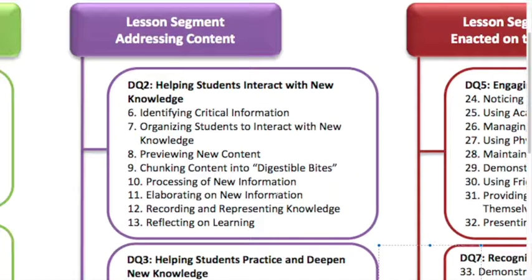So the first part of addressing content for Marzano is about helping students interact with new knowledge. It's DQ2. We call these acquisition lessons. This is when you first introduce a new concept to a student. And the nice thing about Marzano is they give you ideas about what kind of things you want to do. Well, we want to identify critical information, key vocabulary terms, things like that. We want to organize students to interact with the new knowledge. So collaborative grouping and think, pair, shares, things like that.